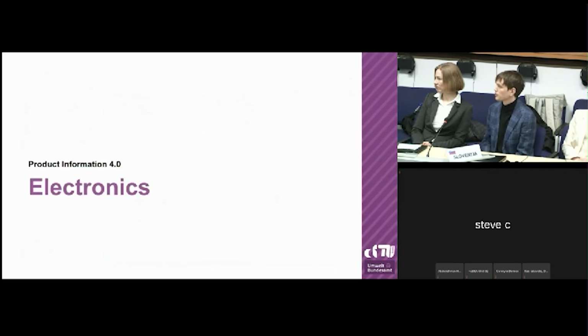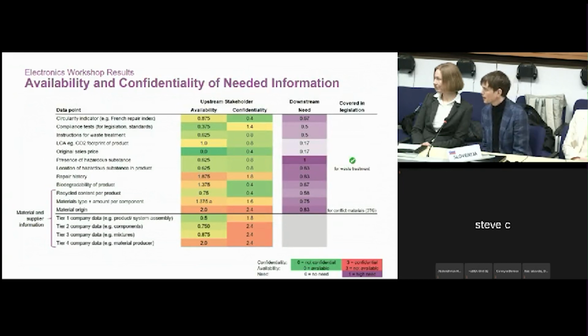Let's now look into the results from the electronics side. Here we have, in terms of availability, again, in general, a good availability with exceptions for tier 4 data and material origin, as well as repair history. On the confidentiality side, we see that information is more confidential than for textiles, especially for the material composition and information about suppliers. On the other side, we have downstream stakeholders which need information about material composition, also hazardous substances. So we need to find a solution there.